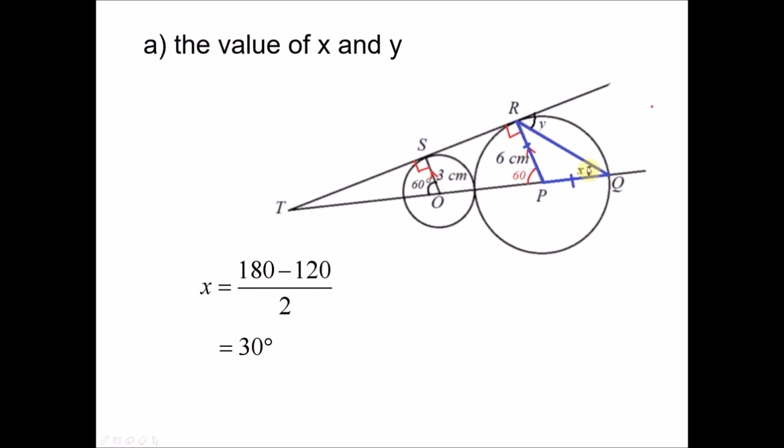After you know that this is 30 degrees, we also know that this is 30 degrees, because these two have the same value. And this is 90, because this is a straight line, which is 180 degrees. In order to find y, we take 180 minus 30 minus 90. So y equals 180 minus 90 minus 30, because this is the angle of a straight line. So y equals 60 degrees.